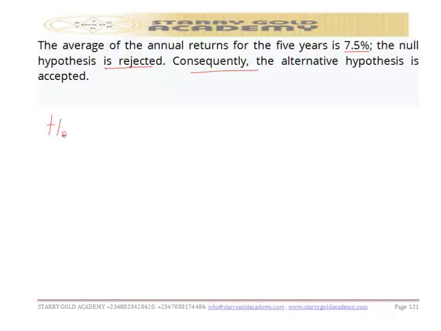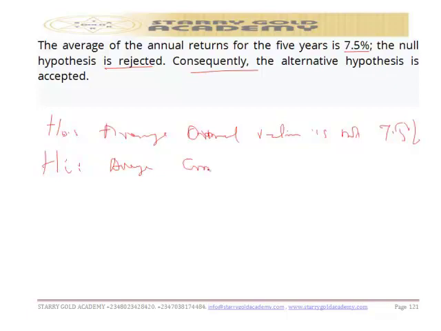Null is usually written H naught and the alternative is written H1. So the null hypothesis is that the average annual return is not 7.5%, and the alternative is that the average annual return is 7.5%. So once our activities negate the null, we accept the alternative. Understand?